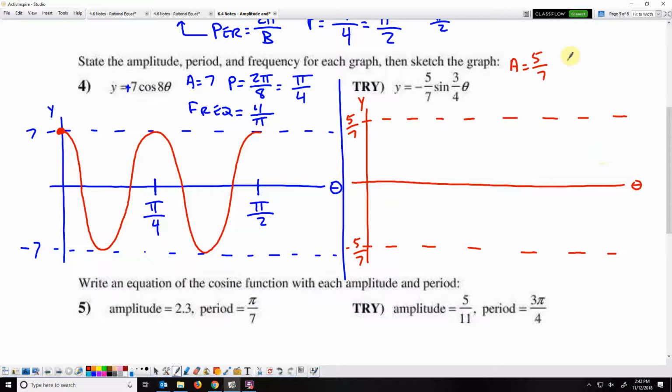The period is 2 pi over b, and b is 3/4. So I'm going to make that 2 pi over 1 over 3/4. So when I do loops here, I'm going to get a numerator of 8 pi and a denominator of 3. So 8 pi over 3 is the period. The frequency, which I'll write up above, is the reciprocal of the period. That is 3 over 8 pi.